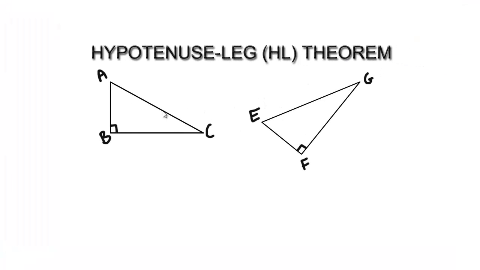Hi everyone, for this lesson we'll take a look at the hypotenuse leg, or HL, theorem. In order to use this theorem you need to have two right triangles, and we have two right here: triangle ABC and another right triangle EFG.